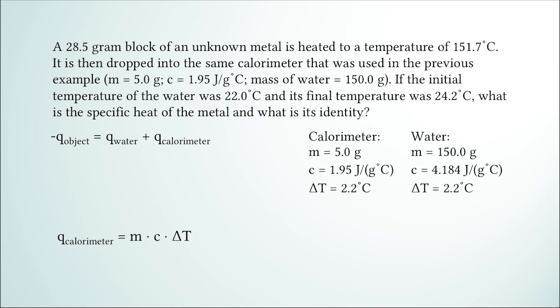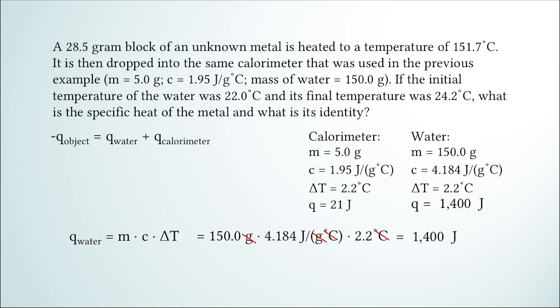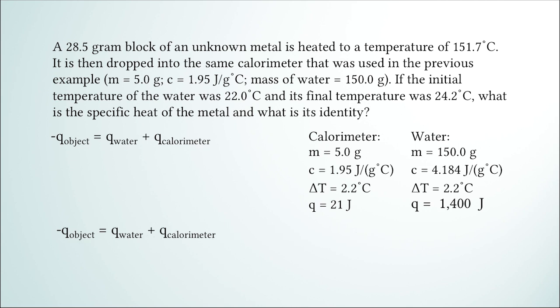Now we can find the amount of heat the calorimeter gained. Q of the calorimeter equals m times C times delta T. Plugging in our values and canceling out like units, we get a Q value for the calorimeter as 21 joules. For the Q of the water, we can do the same thing, and we get 1,400 joules. We can now use equation 12.3 to find out how much heat the object lost.